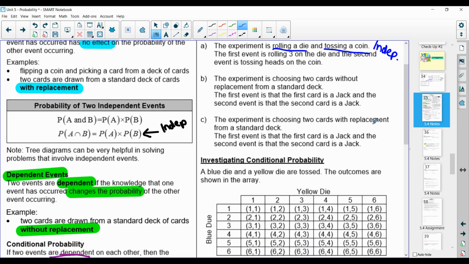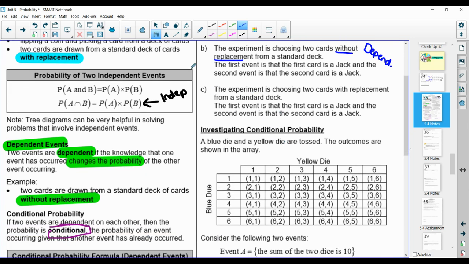Now, the next one, it says the experiment is choosing 2 cards without replacement from a standard deck. The first event is that the first card is a jack, and the second event is the second card is a jack. Again, the outcomes or the events don't matter. It's the experiment itself. And so without replacement means that one outcome depends on the other. So this is a dependent event.